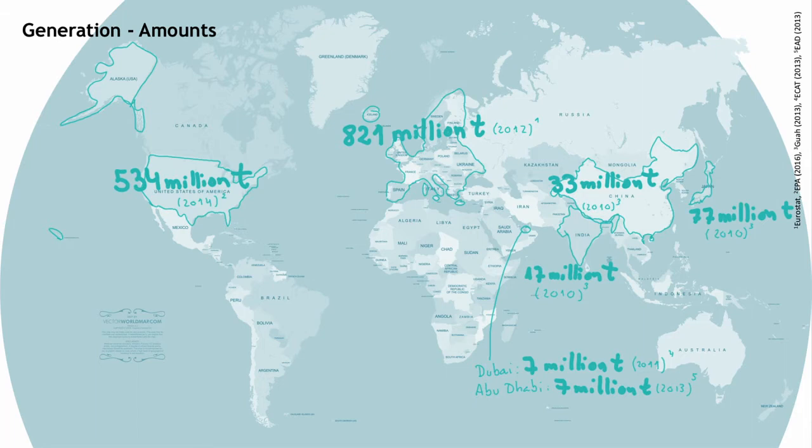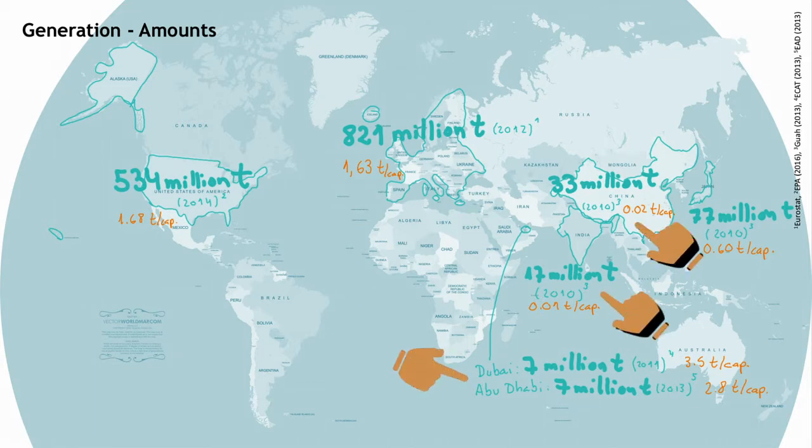But what if we now calculate the per capita generation rates? Wow! These numbers convey quite a different message. Note especially the high construction and demolition waste generation rates per capita of Dubai and Abu Dhabi, and the low generation rates of China and India. However, most published figures are mere estimates, and often countries do not report their actual generated amounts. Therefore, these figures need to be interpreted with caution.